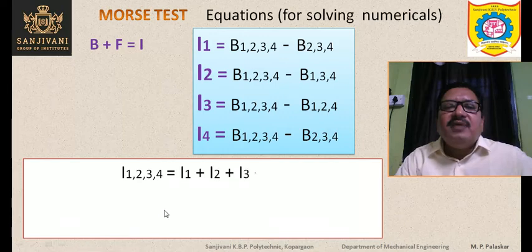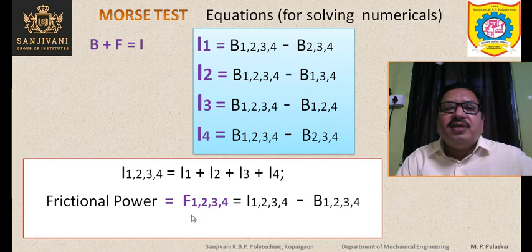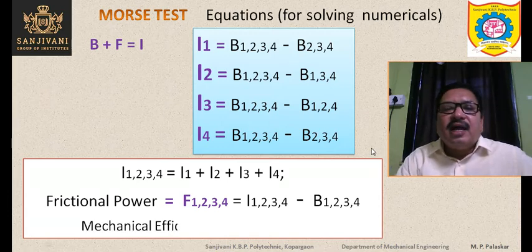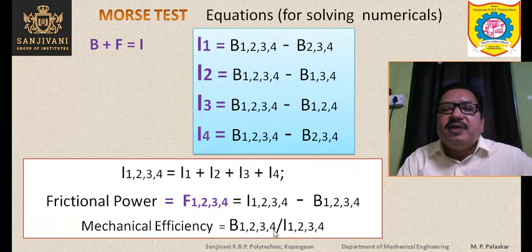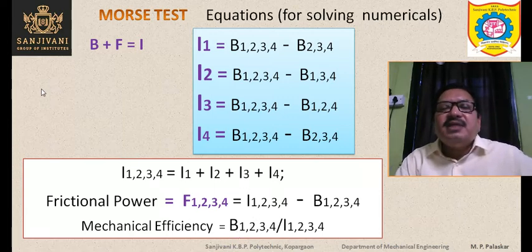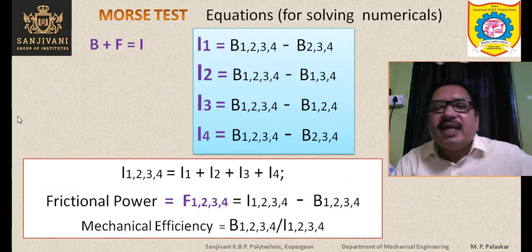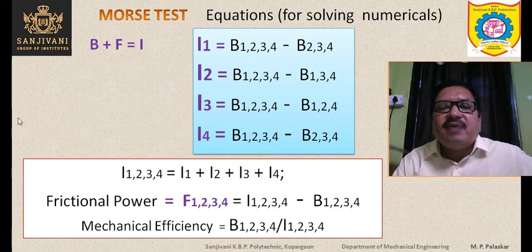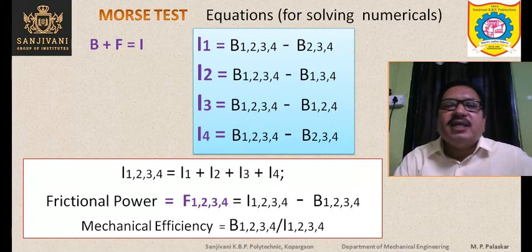After this, I1234 is equal to I1 plus I2 plus I3 plus I4. Then frictional power F1234 is equal to I1234 minus B1234. And mechanical efficiency is the ratio of B1234 and I1234, right? So with the help of these 7 equations, we can find out the mechanical efficiency and the frictional power with the help of the Morse test. And we can also solve the numericals.